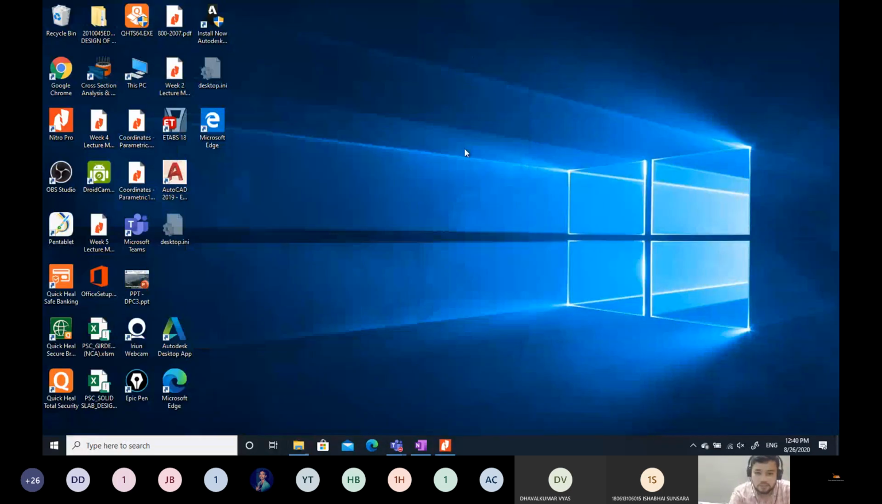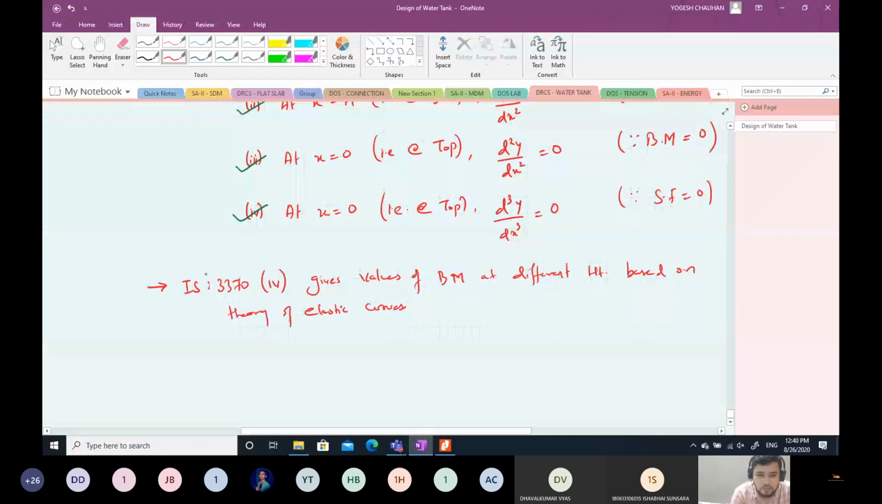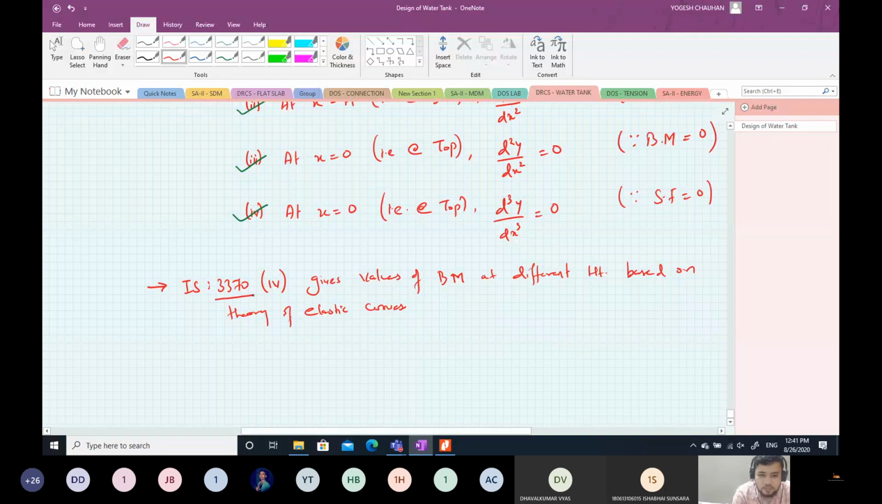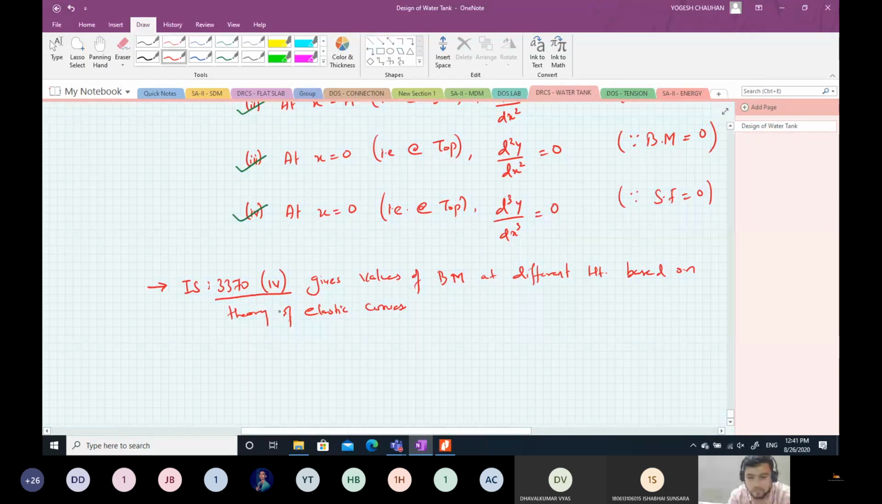But note that the code is not allowed in your examination. IS 3370 part 4 is not allowed in the examination. Just for reference, you can refer to it, but you have to go through the theory also, since the theory is what is needed when there is an exam. So we stop here. In the next class, we'll go through the example of a circular tank with fixed base, how to design such tanks, that we will see in the next class.